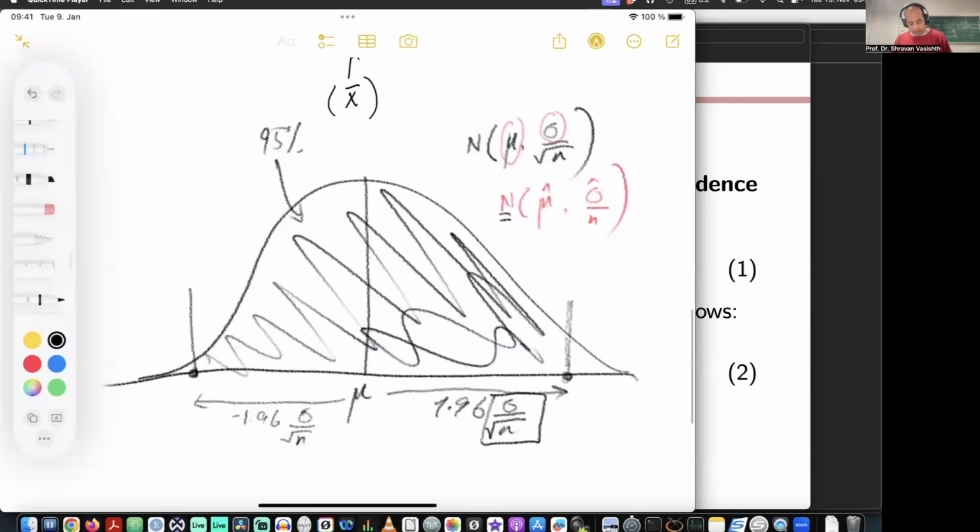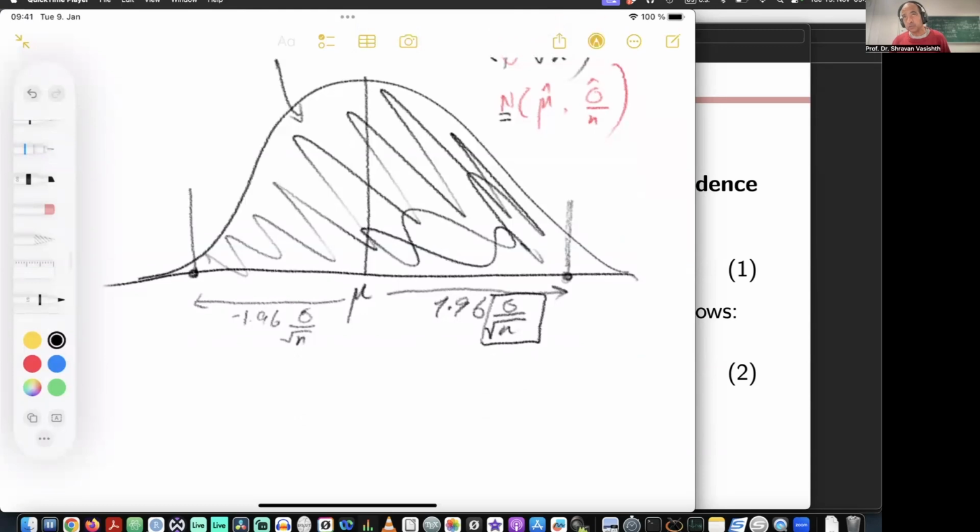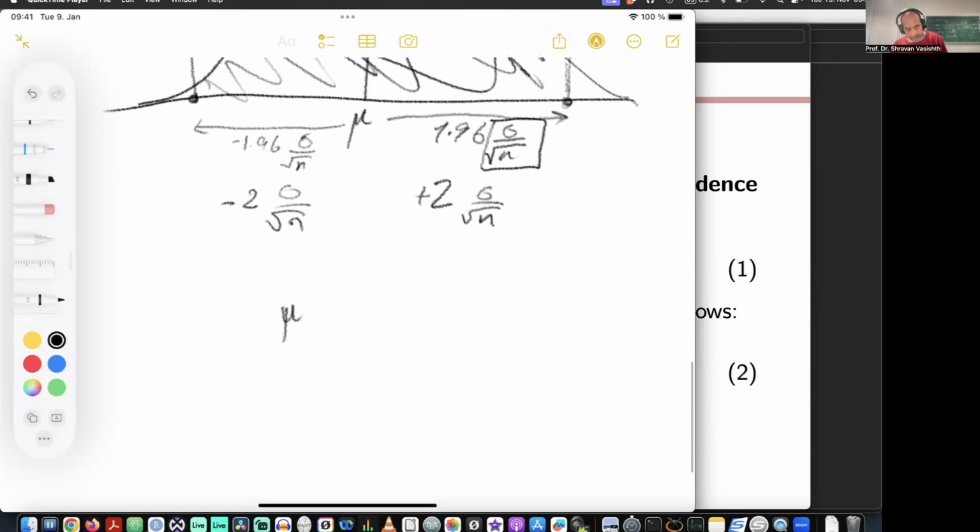Now, because 1.96 is not very different from 2, I tend to just use plus 2 times sigma over square root of n and minus 2 times sigma over square root of n, right? So now, as I just mentioned, we don't actually know what sigma and mu are. So when we report our sample mean, which I'm calling mu hat here, what we would be reporting is plus minus 2 times the standard error, the estimated standard error. So all of these values are based on estimates from the data.